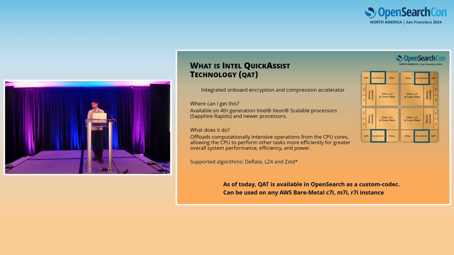Now, what does it do? It's used for encryption and compression. So compress, decompress, encrypt, decrypt. If these operations are happening in your workload and profile, they could be offloaded to this accelerator.